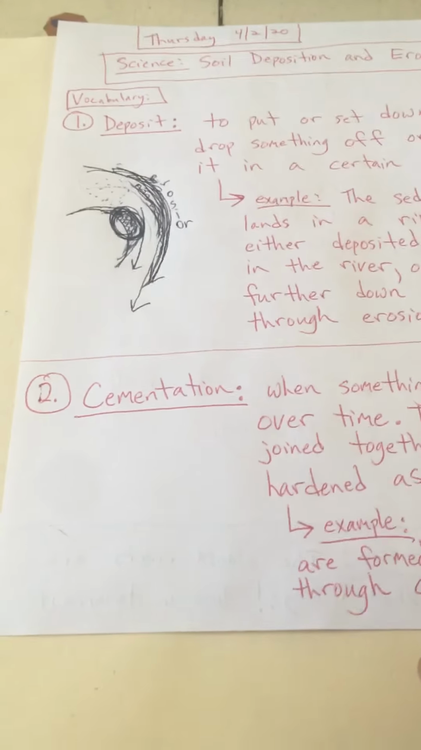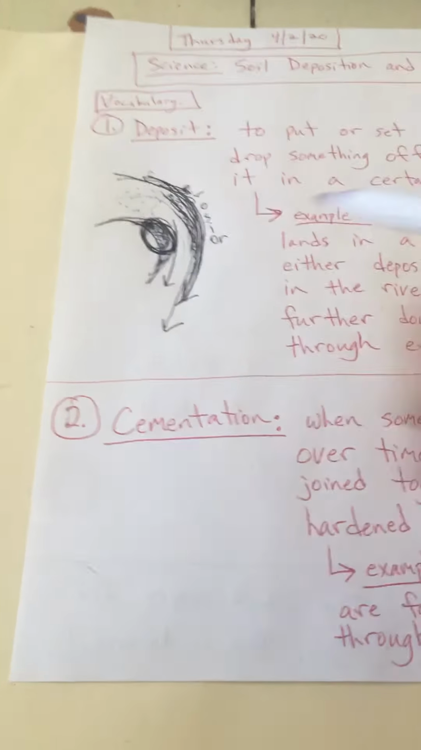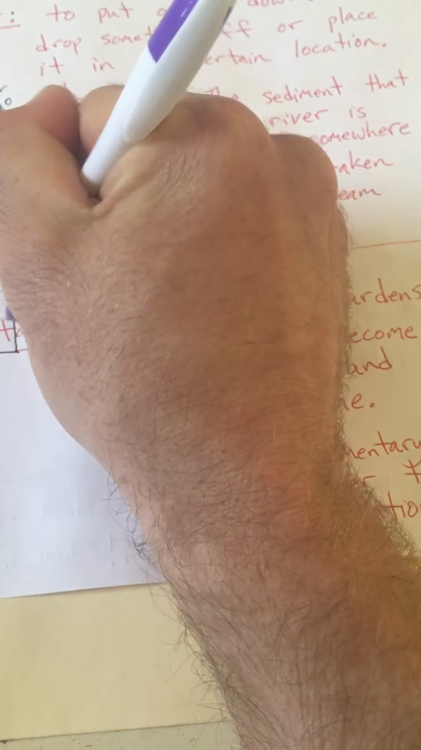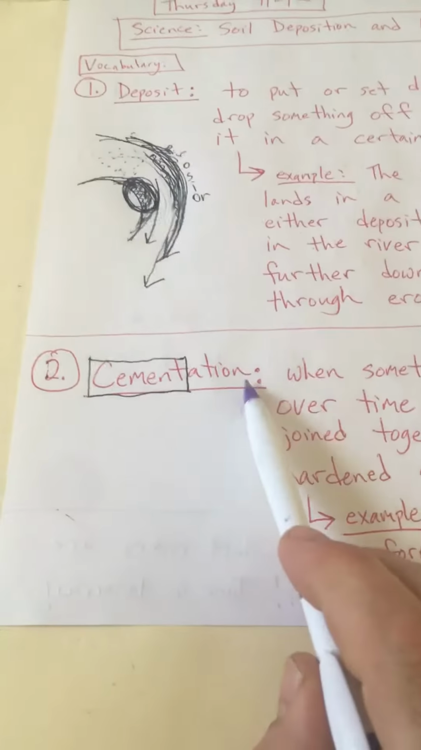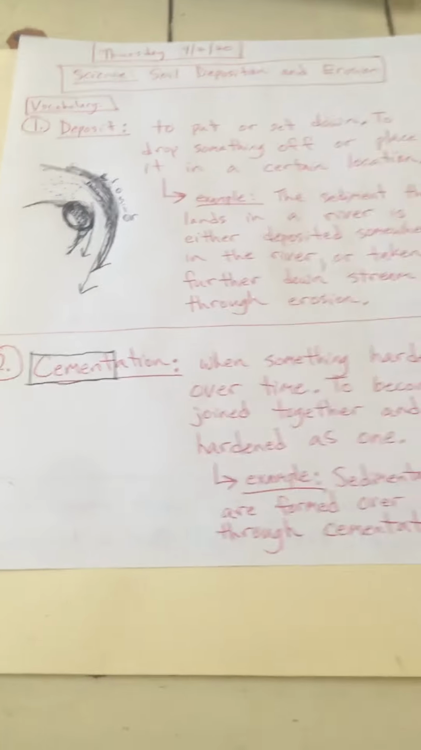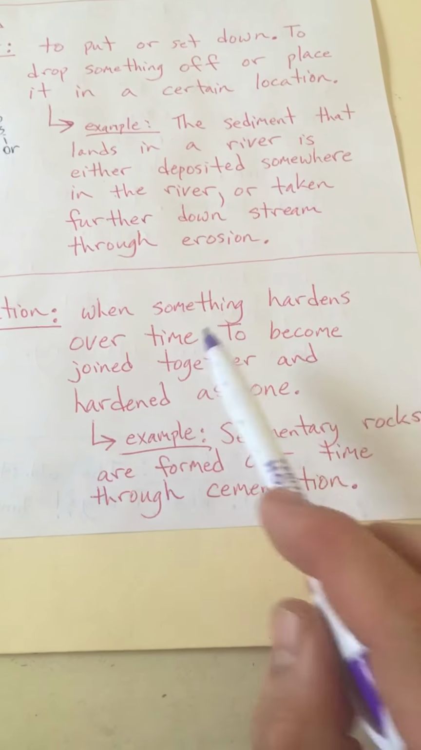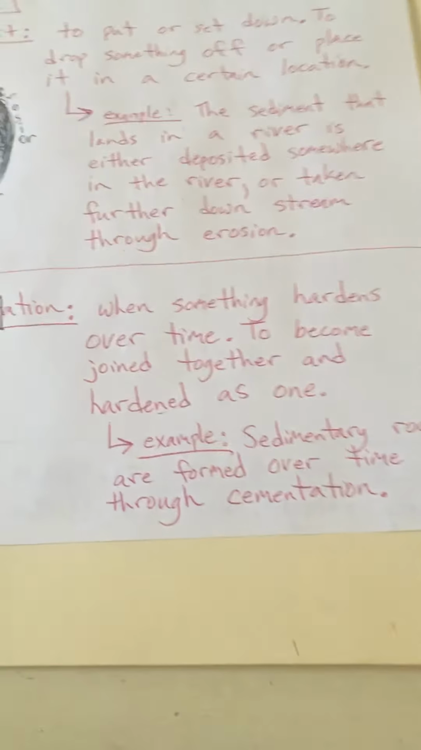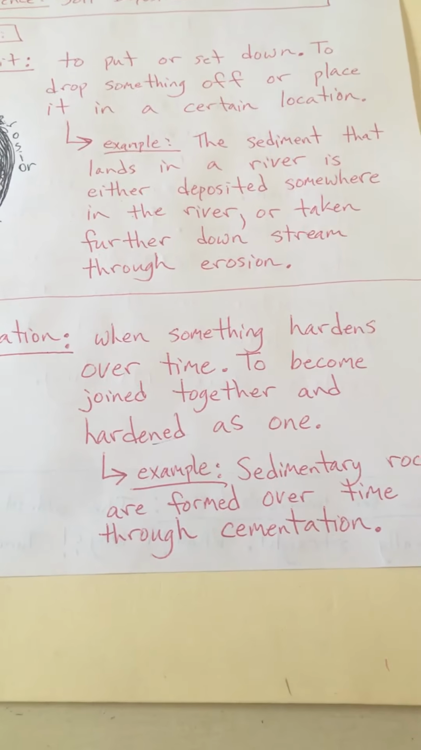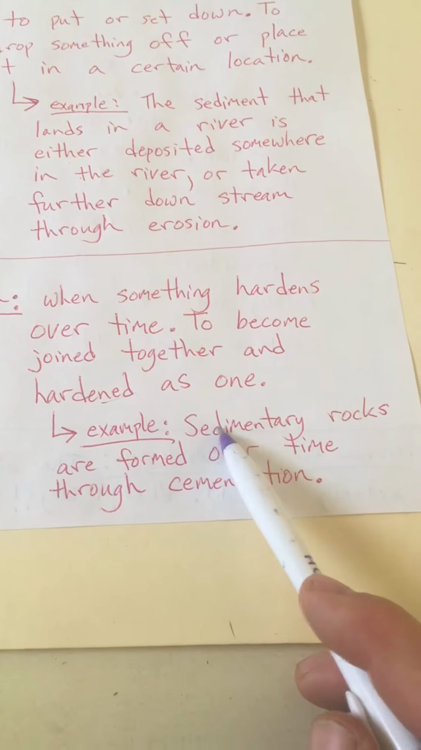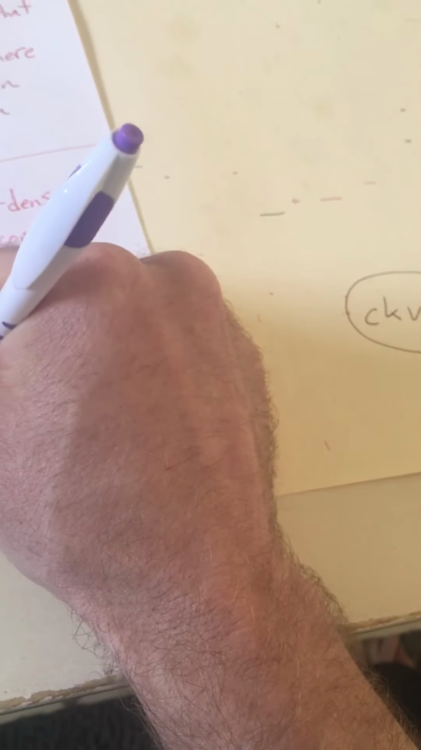Okay, so here's number 2. This word is cementation. It's got the word cement in it. It is the act of cementing something. Okay, so cementation is when something hardens over time to become joined together and hardened as one. Okay, so an example, sedimentary rocks are formed over time through cementation.